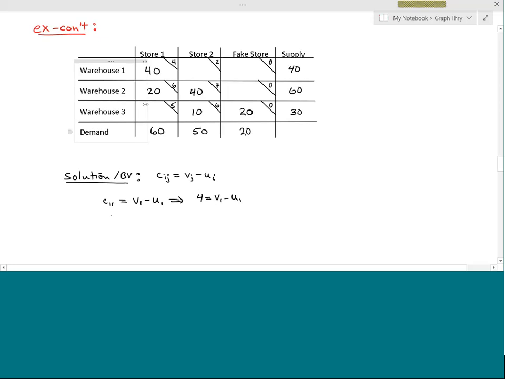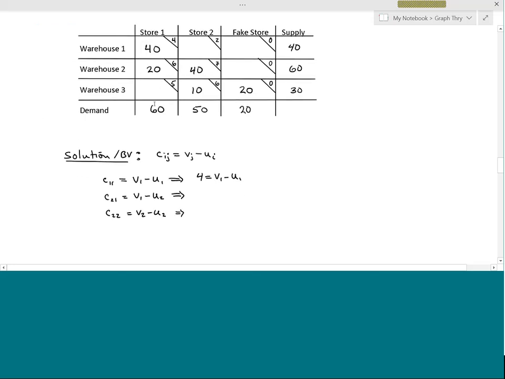And then I'm just going to walk down for all of these other formulas, and then we'll go back and solve for them. So then we'll look at cell 21. So cost 21 is supposed to equal V1 minus U2. The next cell we have is 22. So cost 22 is going to be V2 minus U2. The next cell we have is in row 3, so that's 32. So cost 32 is equal to V2 minus U3. And the last one that we have is cell 33, so cost equals V3 minus U3.